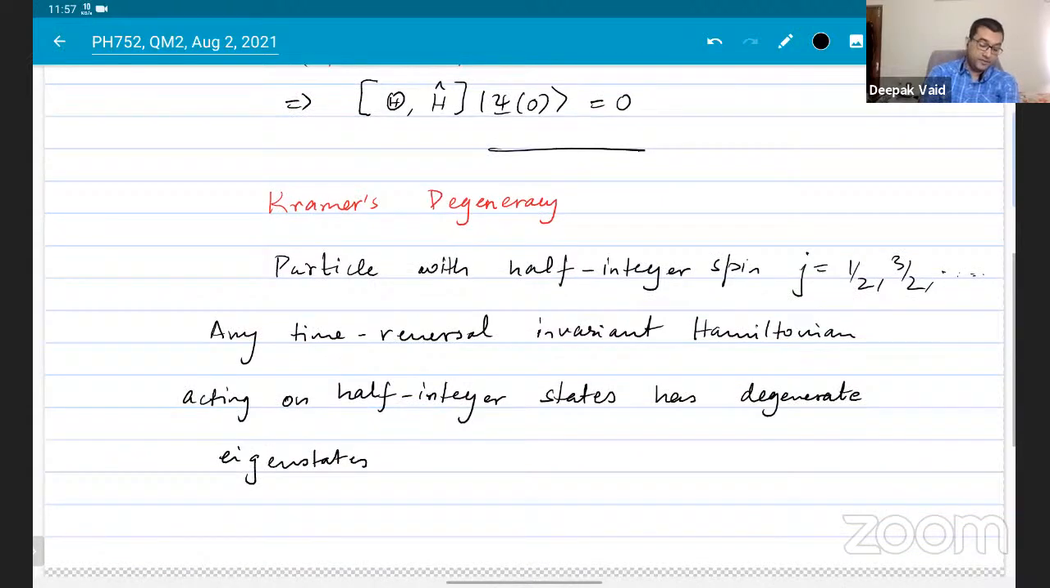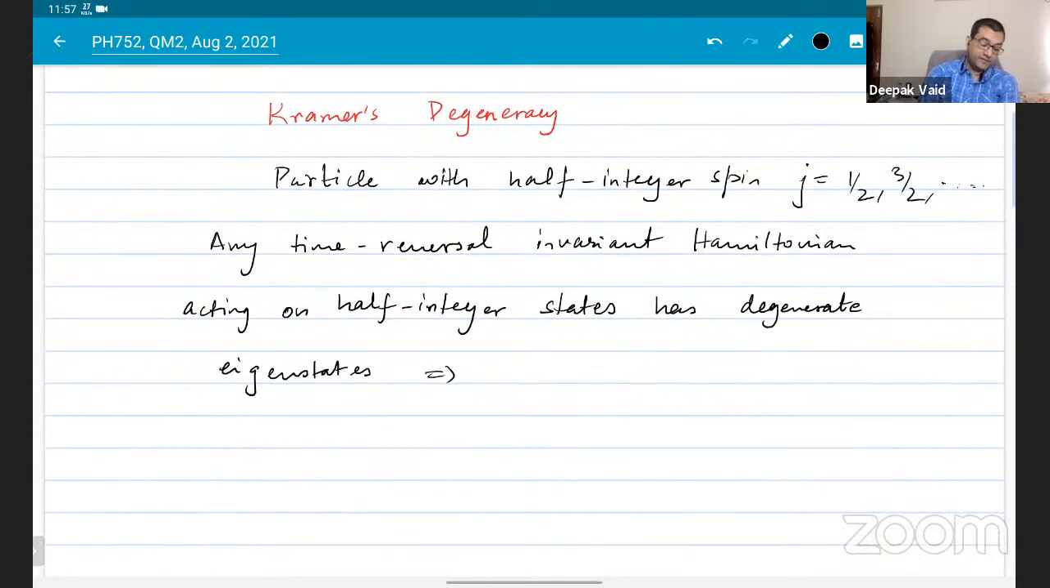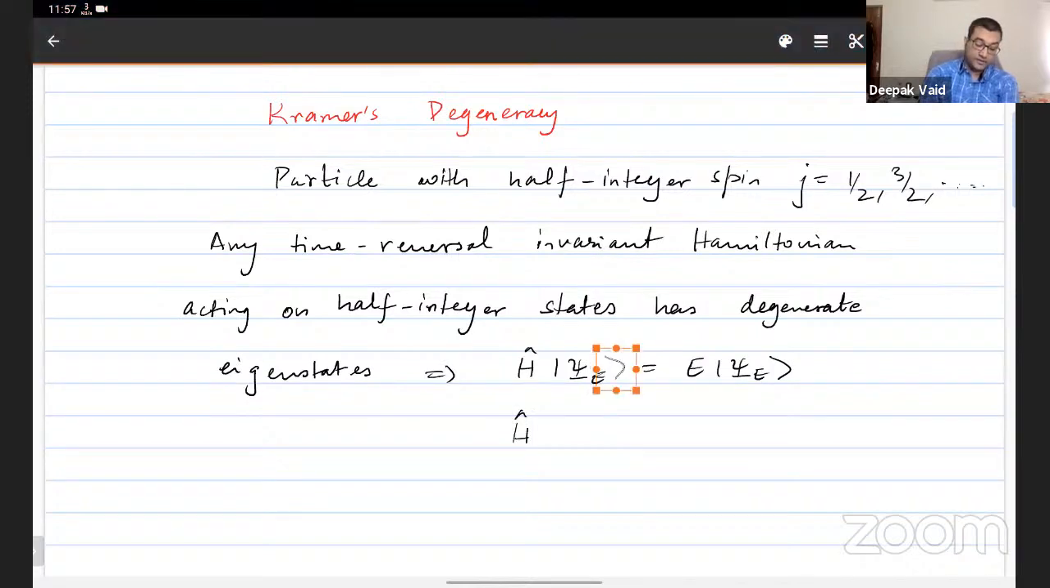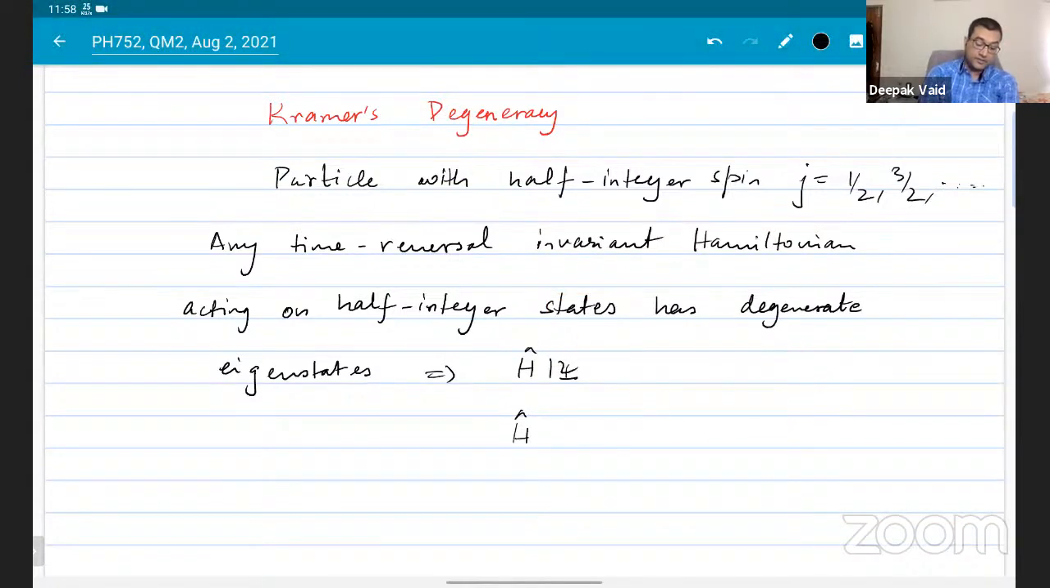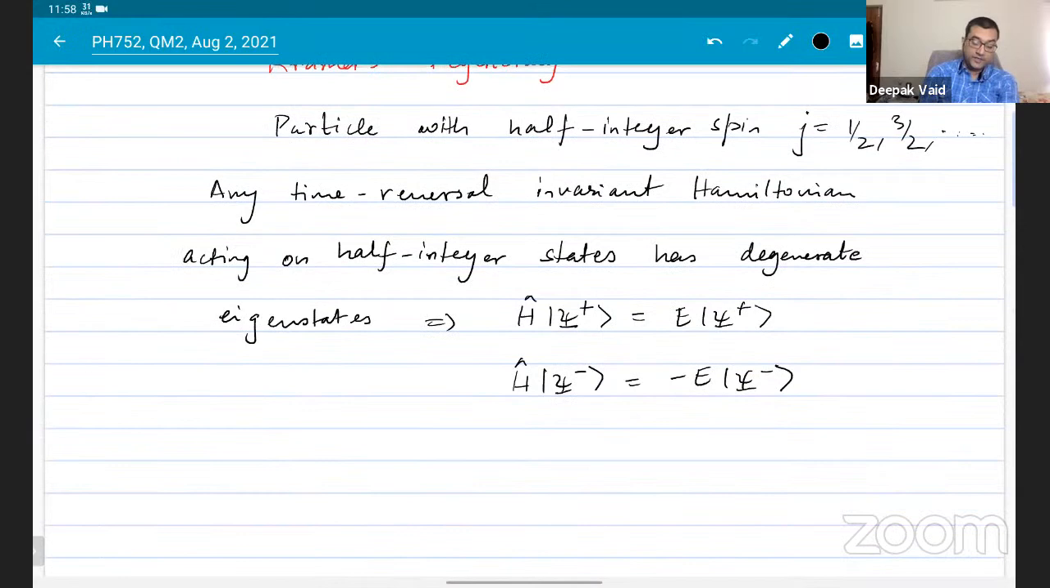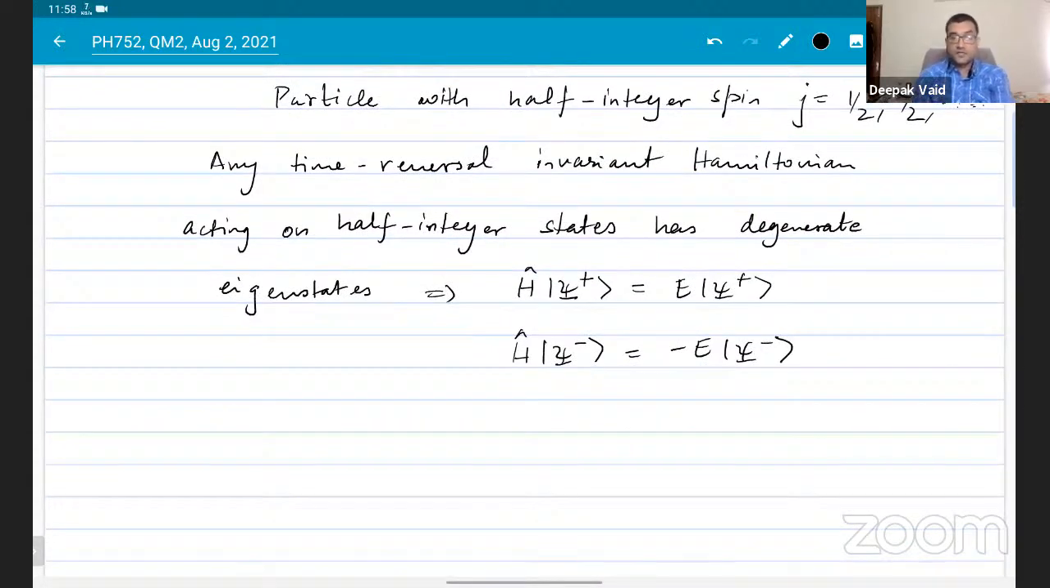which is the statement that for every eigenstate with energy plus E, I also have an eigenstate. I'll call this psi plus. This is E psi plus, and this is psi minus. So for every eigenstate with energy plus E, there's another eigenstate psi minus which has energy minus E, right? And this happens only in systems which have half integer spin, and such systems are actually quite common in nature.